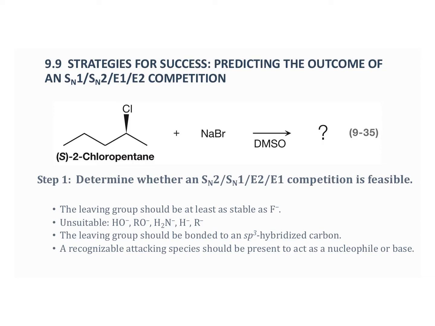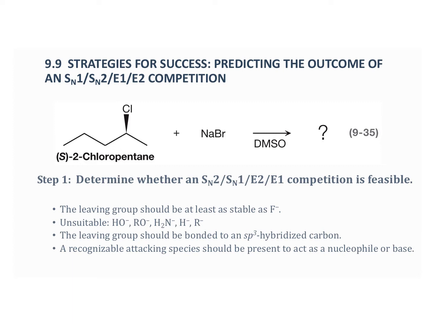So far in this chapter, we've studied a variety of different factors that can influence the rate of SN2, SN1, E2, and E1 reactions. And we know the faster reaction wins, right? So that's why rates are important. That can help us predict what our products are going to be and what the mechanism is going to be.